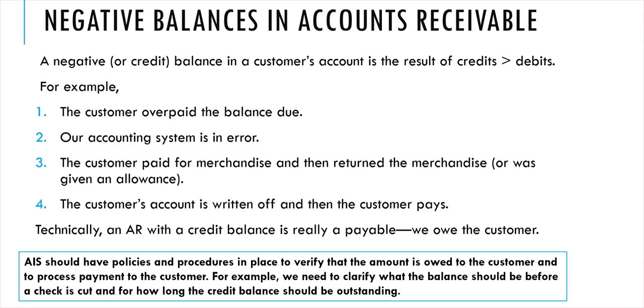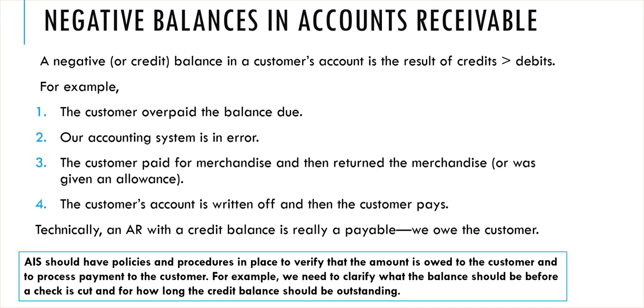Negative balances. Here are some things that could have happened. A customer overpays their balance. Our accounting system may have had an error, so we might have billed them for one amount. They actually paid the right amount according to what they were billed, but the sale was for a different amount. Or they could have paid the wrong amount to us, as the first one says. Or they could have paid for the merchandise and also returned the merchandise, so there could have been 2 credits or an allowance given.